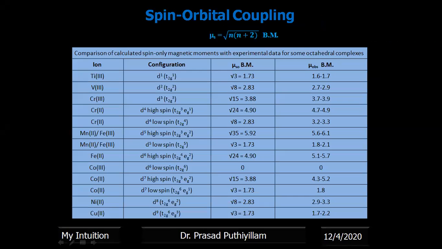In the previous class, I explained how to calculate the spin only magnetic moment: mu s is equal to root of n into n plus 2 Bohr magneton. This table lists the octahedral complexes, with the calculated spin only magnetic moment value as well as the observed magnetic moment value. You can see that the spin only values and the observed values are not exactly the same. In certain cases, like a cobalt 2 complex with high spin, the spin only calculated value is 3.88, whereas the observed value is very high, 4.3 to 5.2.